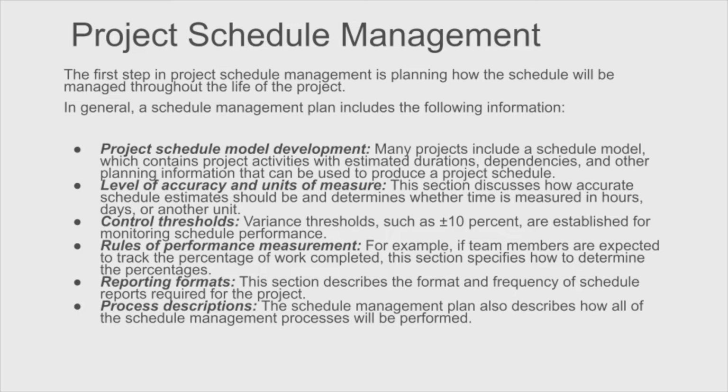Rules of performance measurement. For example, if team members are expected to track the percentage of work completed, this section specifies how they're going to calculate those percentages. Report formatting. This section describes the format, the frequency, and the schedule of the report. So how is the communication being delivered to the stakeholders? What is the schedule of that? Process descriptions: the schedule management plan also describes how all of the schedule management processes will be performed.